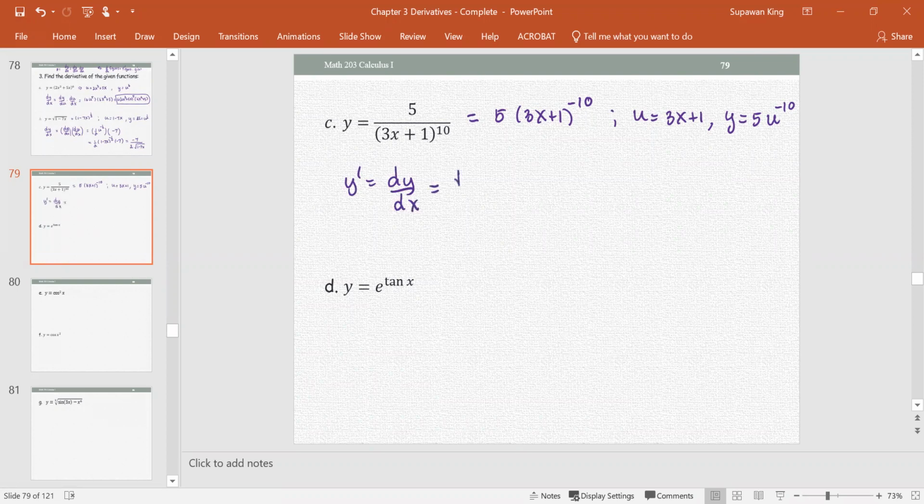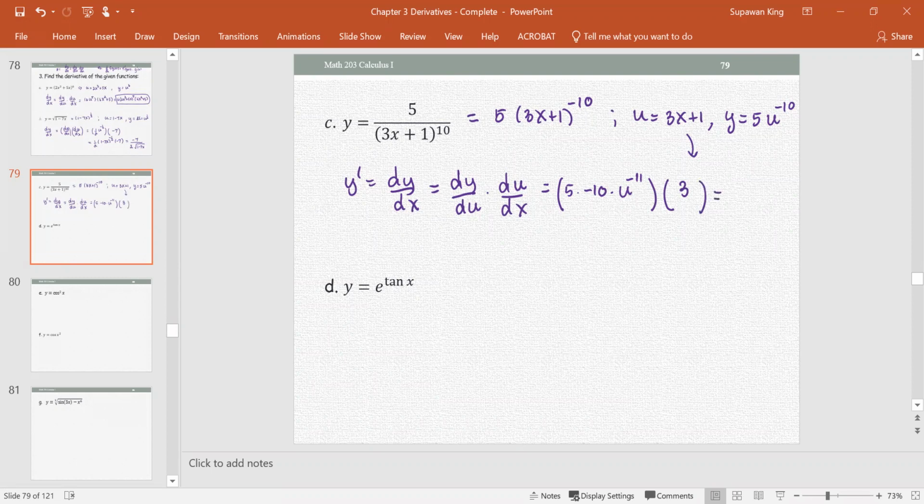is the product of the derivative of y with respect to u and the derivative of u with respect to x. Y is 5 times u to the power negative 10th. The derivative is 5 times negative 10 times u to the negative 11, and then multiply by the derivative of u with respect to x, which is the derivative of 3x plus 1 to get 3.